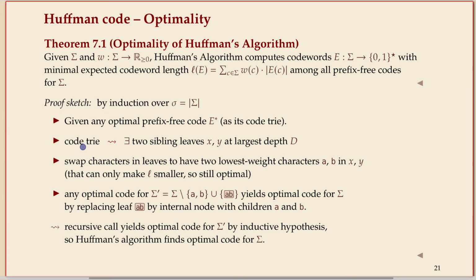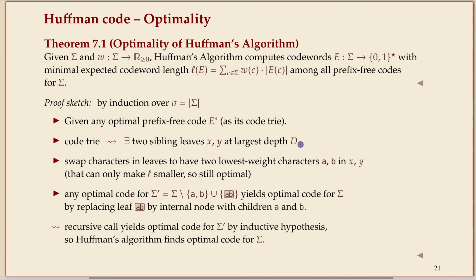So because it's a prefix-free code, it can be shown as a trie, a code trie. And because it's a binary trie, there must be 2 sibling leaves in this trie at the lowest level. So no matter how you stop the tree, at some point there must be a node that has 2 leaves, and that's at the deepest level. Otherwise, there would always be a dangling edge left. So we can always find these 2 leaves, x and y, at maximal depth. And that's true for any optimal code.